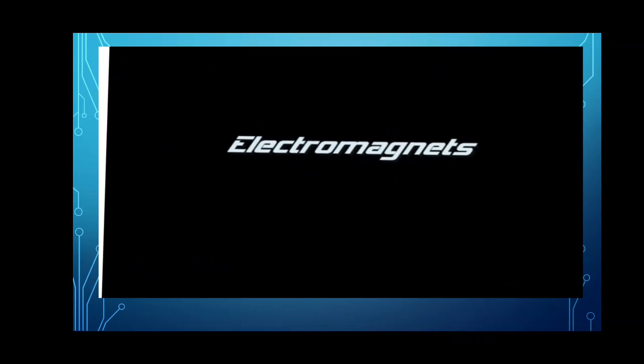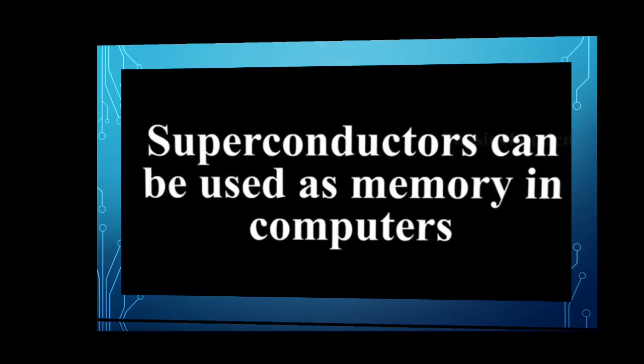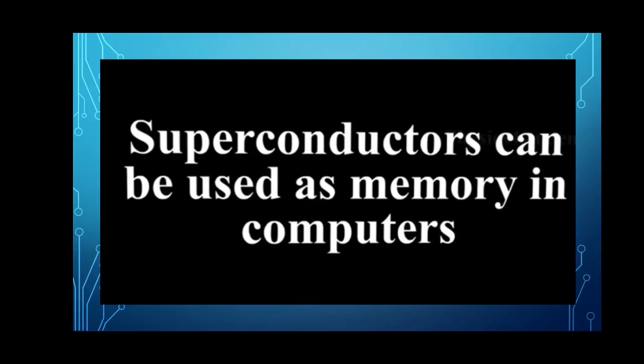The next application of superconductors is electromagnets. Electromagnets are used in cranes. Superconductors are some of the most powerful electromagnets known. And at last, finally, superconductors can be used as memory chips in computers.